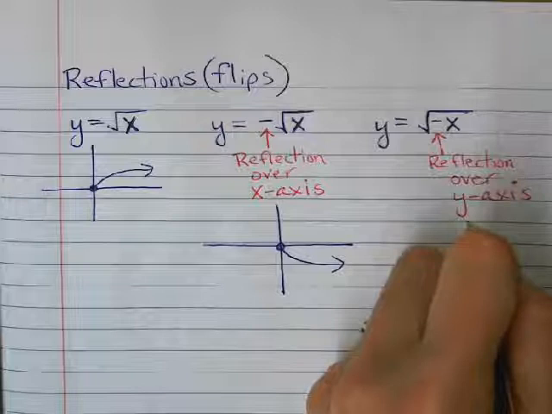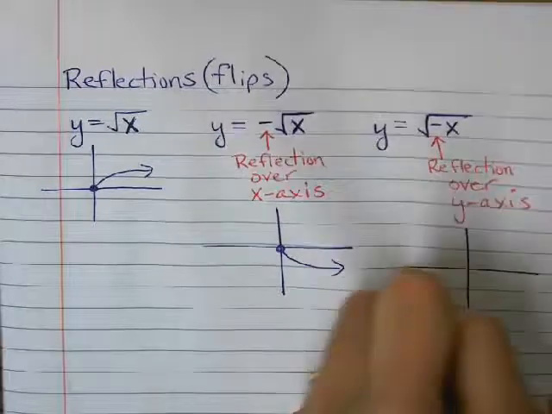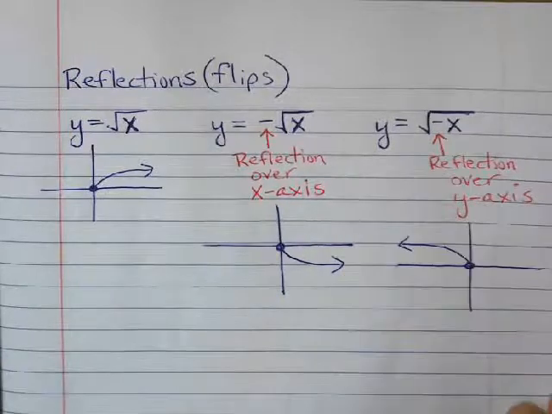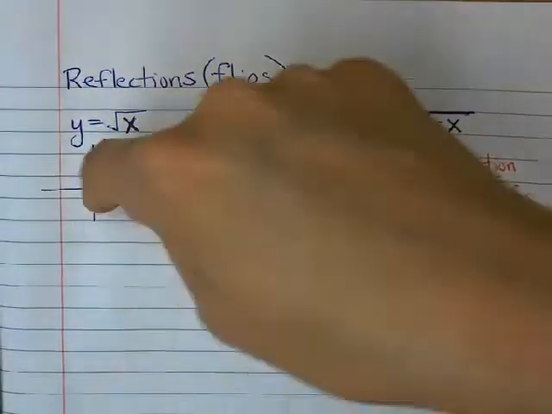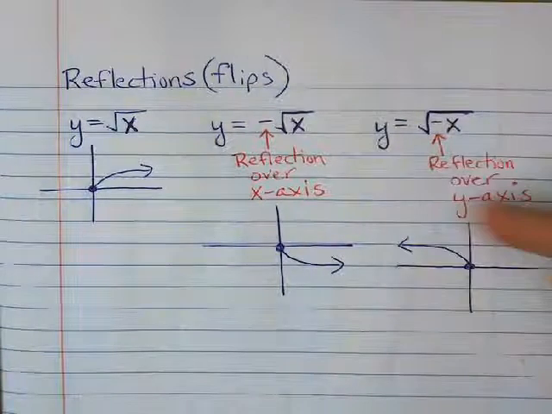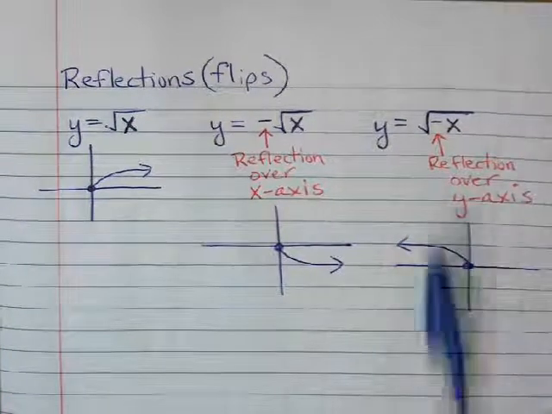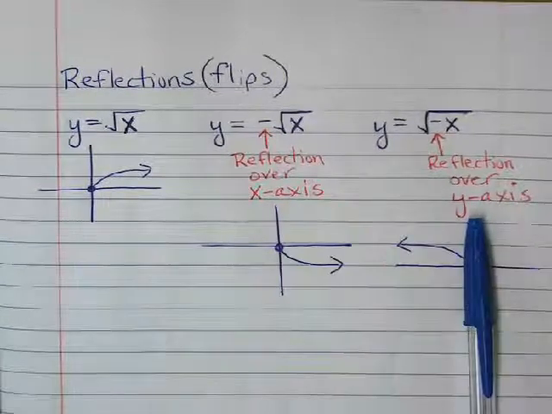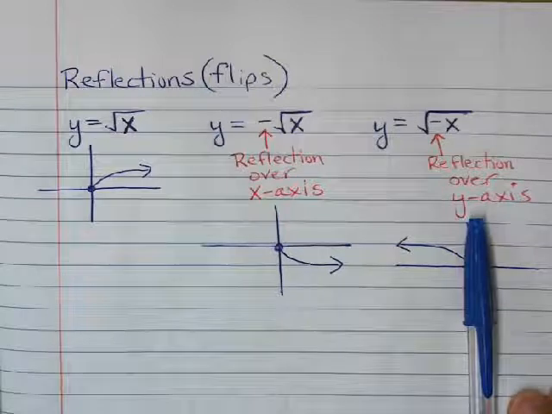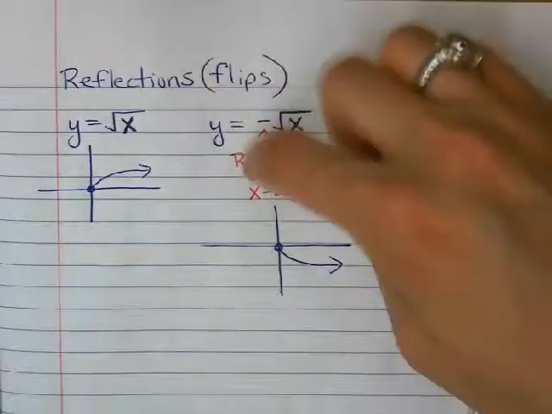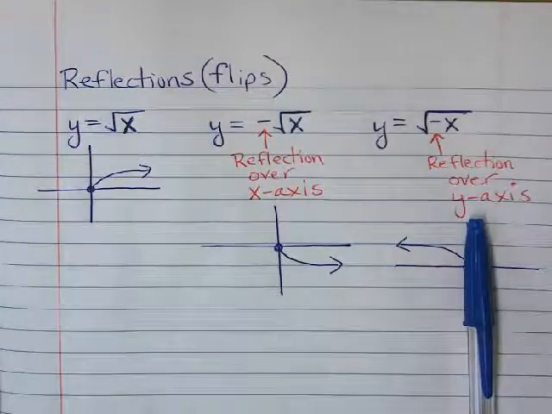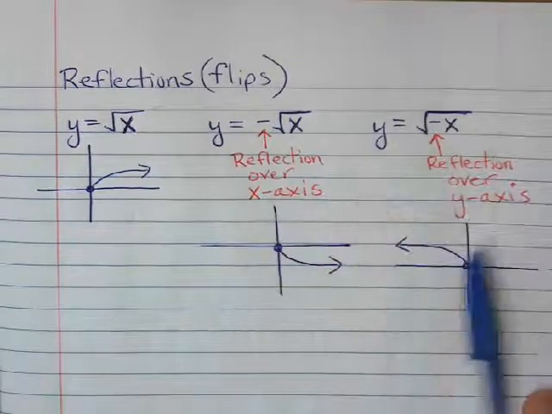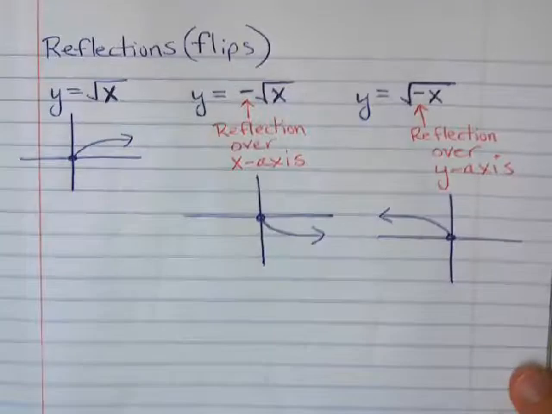But if the negative's inside the box, like this one, then it flips over the y-axis, and instead of going to the right, it goes to the left. The arrow points to the left, because the y-axis is this up and down. So you flip it, and instead of pointing to the right, it points to the left. The first one flips it up and down, but this one flips it left and right. So those are the kinds of reflections you can get.